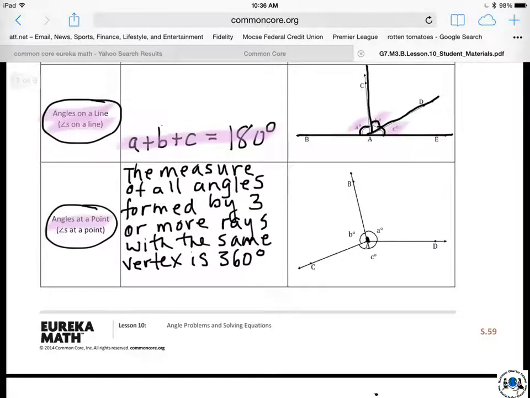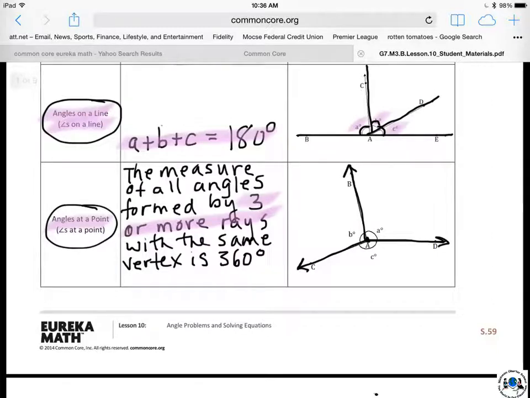The measure of all angles formed by, and this is important, three or more rays. Maybe some of you have forgotten what a ray means: a ray is a line that has one end point and continues on. It starts at a particular point, in this case A, the vertex from which all of these rays emerge. They all have one end point and continue in that direction.